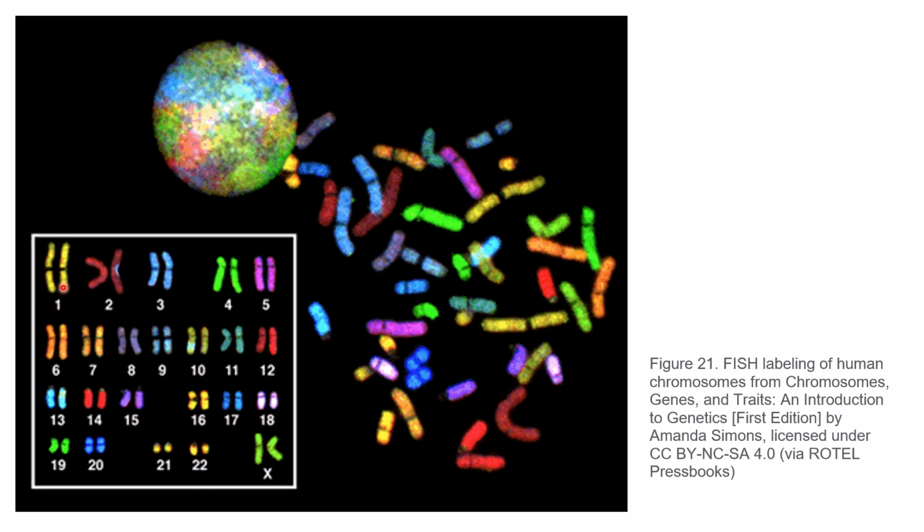There are 23 pairs, and each pair has 2 copies. So for chromosome number 1, we have 2 copies. For chromosome number 2 in the body, there are 2 copies. And chromosome 3 also has 2 copies. All the way on to chromosome 22, there are 2 copies. For chromosome 23, this is the chromosome that determines if you are male or female.